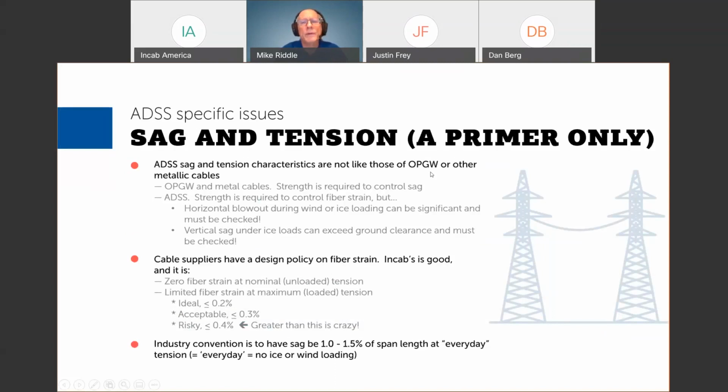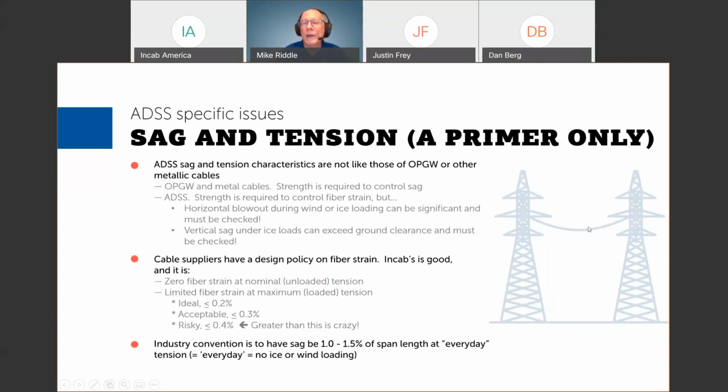ADSS is different than OPGW or other metal cables. In metal cables, strength is being used to control sag. With ADSS, you're principally using the strength to control that fiber strain. However, because it's a plastic material, it's kind of stretchy, right? Like a plastic material you would expect it to be, compared to a metal material. And as a consequence of that, horizontal blowout during wind loading, wind or combined wind and ice loading, can be significant, and you do have to check that.